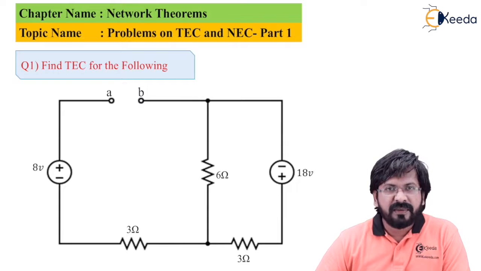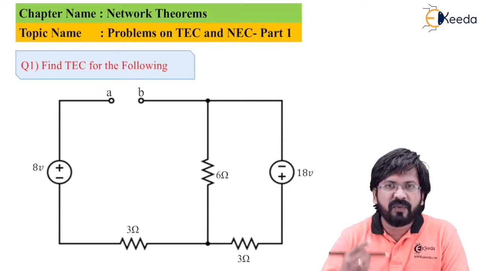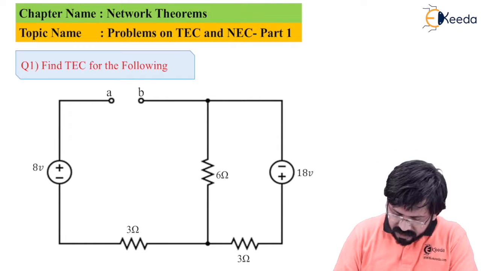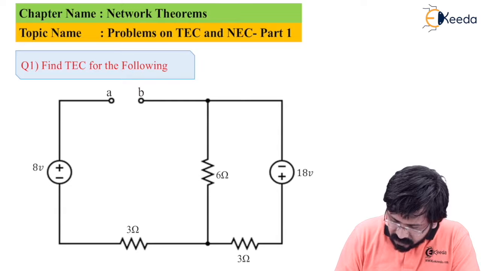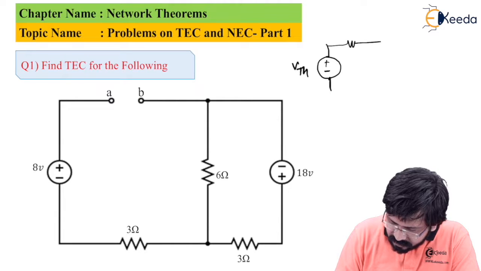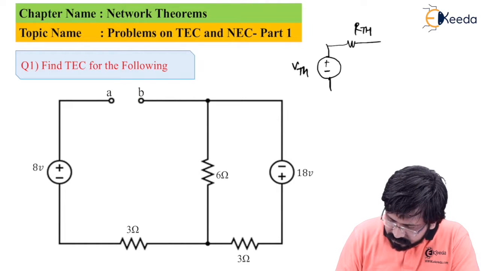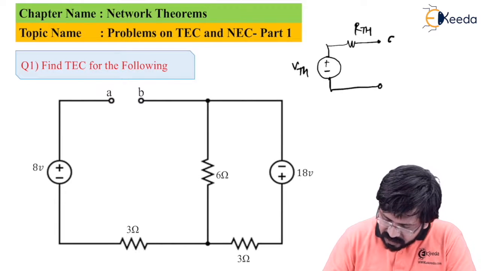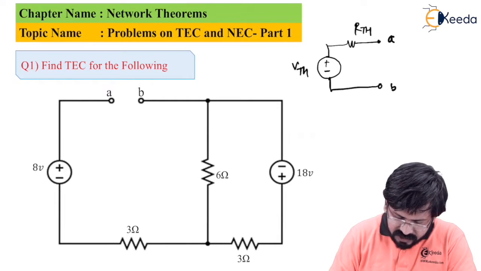We know that Thevenin's equivalent circuit means you will have to find the equivalent of the whole circuit with respect to A and B, having only one voltage source VTH and only one resistance, RTH, connected in series. That is, we have to find VTH and RTH with respect to two given points, which are A and B.